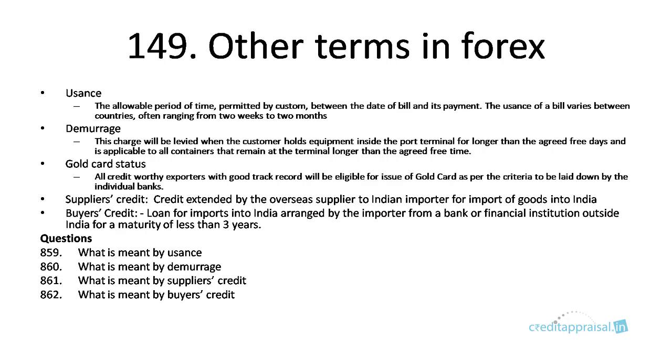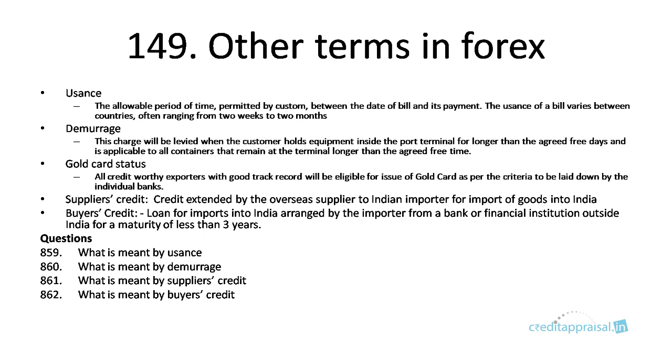So in this chapter we'll see a few other terms in forex. One is usance, which we discussed briefly. It is the allowable period of time given by the seller, between the date of bill and the payment. So usually in trade there will be a credit period allowed. We don't insist on cash payment immediately, just for competitive reasons.